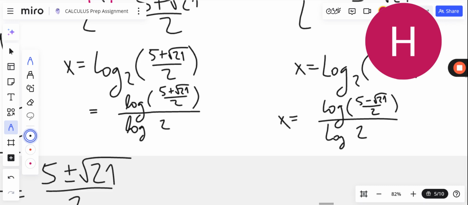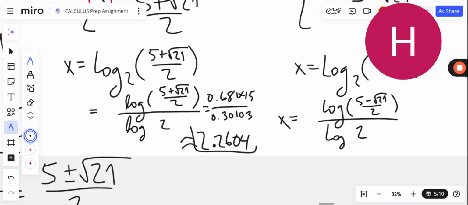So we're going to take a log of this, 0.68045, and then we're going to take a log of 2, which is 0.30103, and we can divide. We get approximately 2.2604. It's 040, so I'm just going to leave it as that.